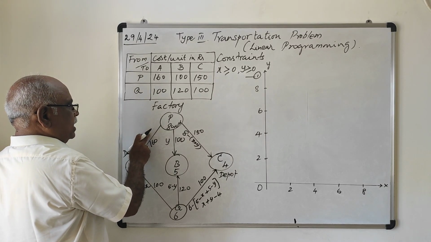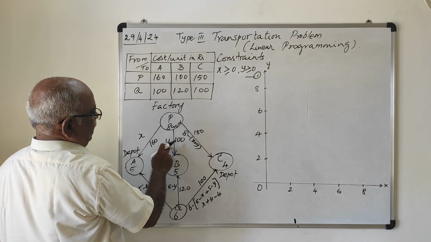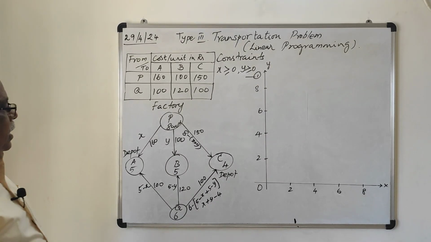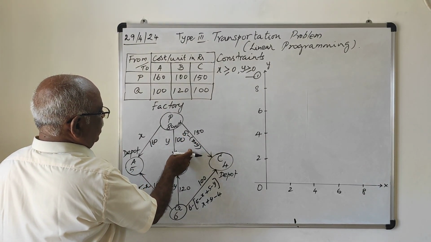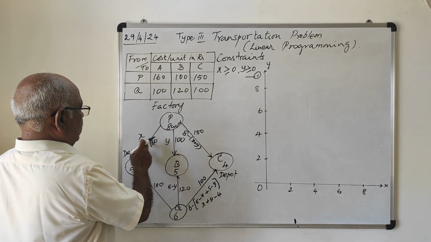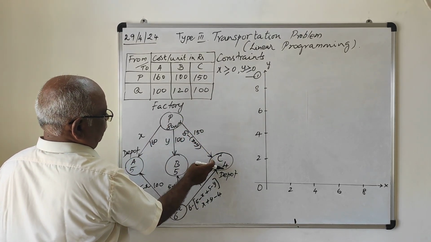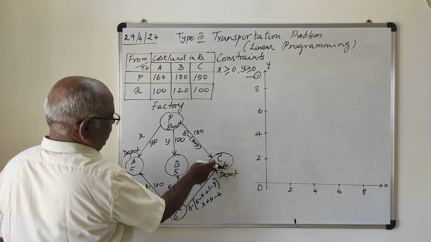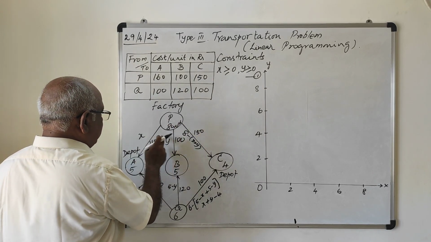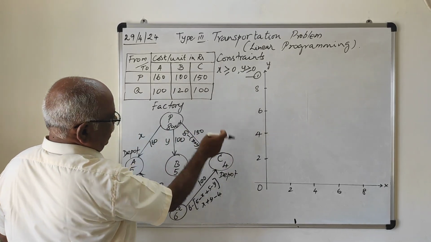x commodities are transported from the factory P to the depot A and y commodities are transported from the factory P to the depot B. So naturally, the remaining 8 minus (x plus y) commodities are transported from the factory P to the depot C. Since 8 is the total unit in the factory P, 8 minus (x plus y) is the commodity transported from P to C.